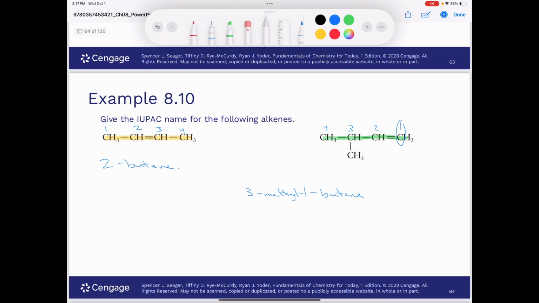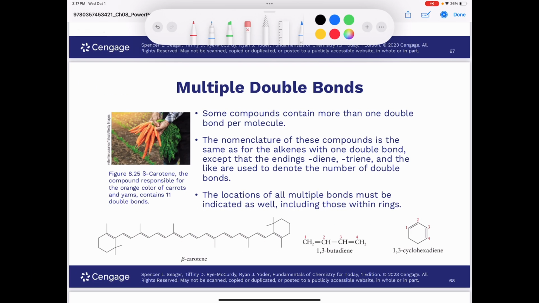We were able to name those compounds by following the rules. We want to find the longest carbon chain that contains the double bond. We number it in such a way to give the first carbon of the double bond the lowest possible number. We change the suffix from -ane to -ene, and then we identify our substituents. Now what if I have more than one double bond? Well, then it can get trickier to name the compounds.